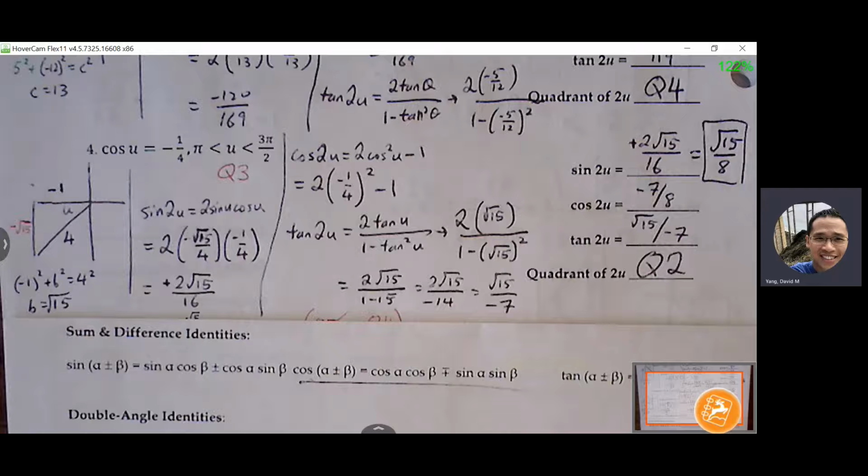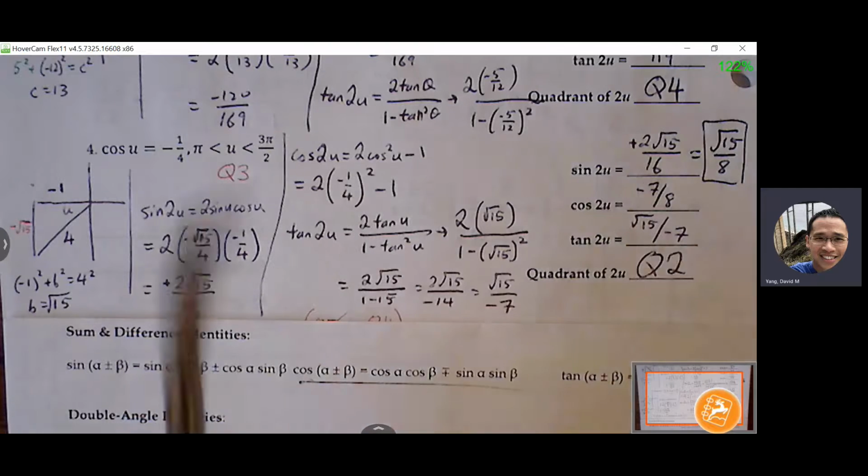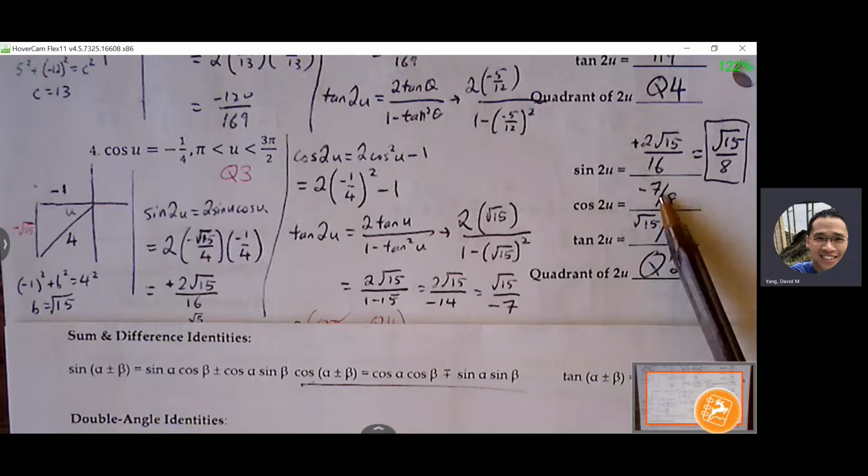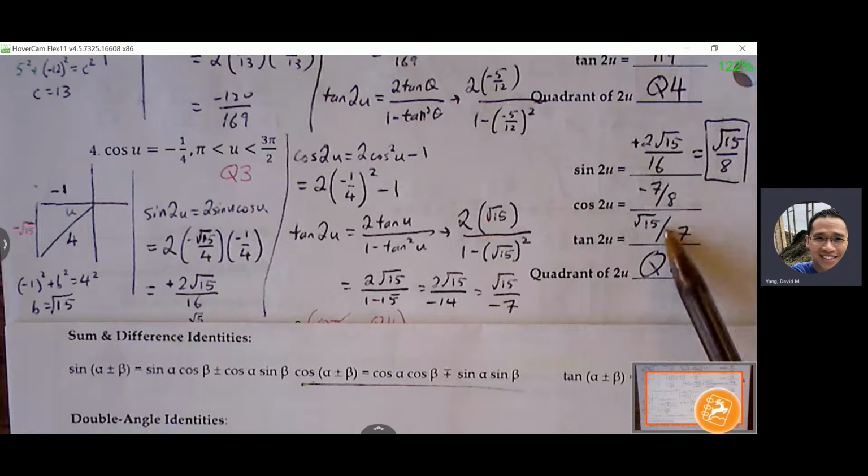I think it was quadrant 2. Okay, good. So we're talking about 2u. We're not talking about the original u, so it's not going to be the same. The way we can tell which quadrant it's in is to look at the sine, cosine, and tangent that's already been provided. Here, sine is positive, cosine is negative, and tangent is also negative. The only quadrant where the sine is positive and everything else negative is quadrant 2.